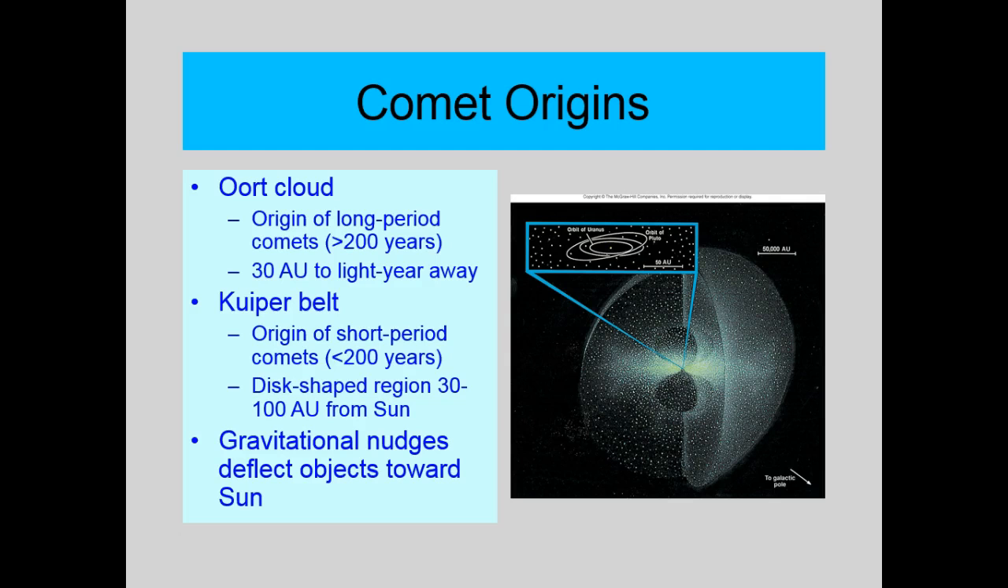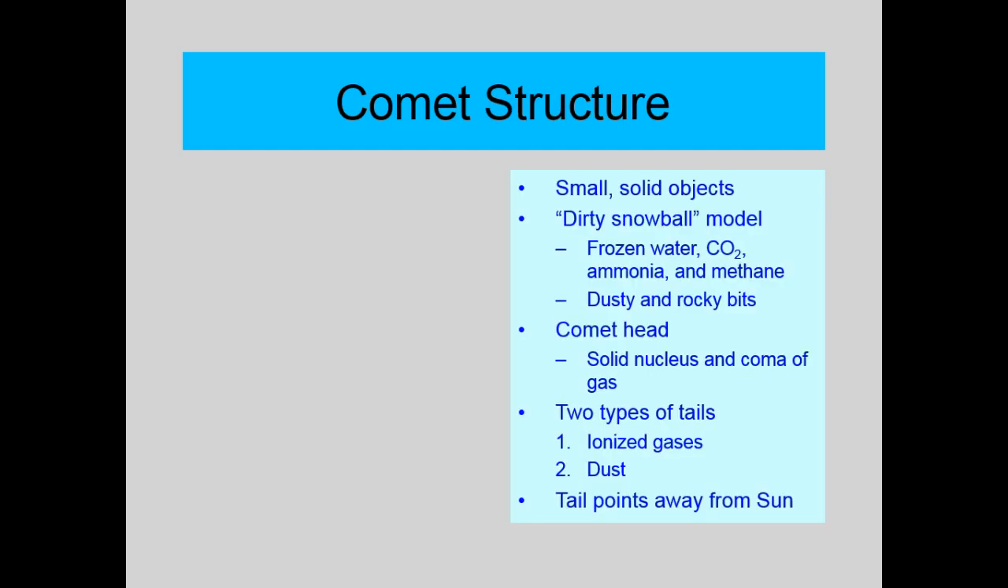So they come from various distances, but they have little gravitational nudges that deflect the objects toward the sun, and then they come in. Those from the Kuiper belt, they are a little more regular in their pattern. Okay. So that's where they come from, way out there.